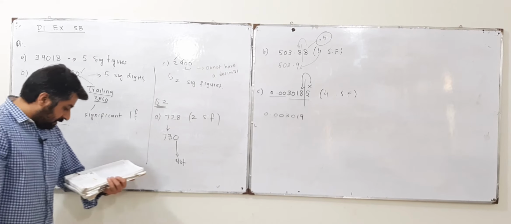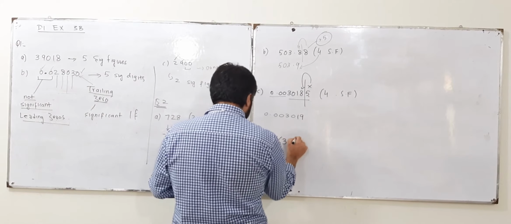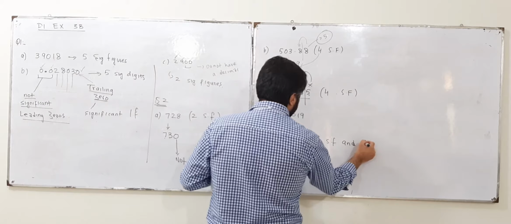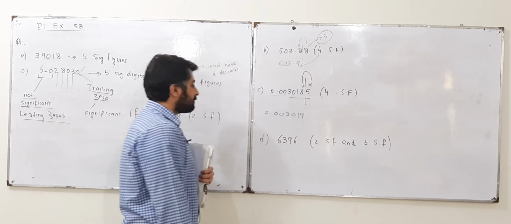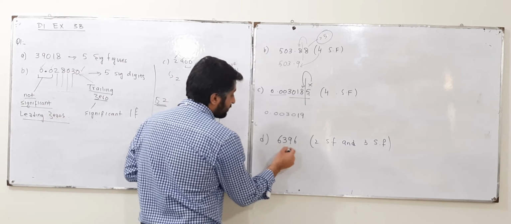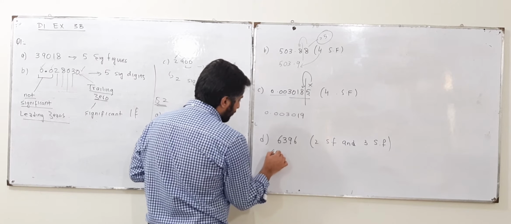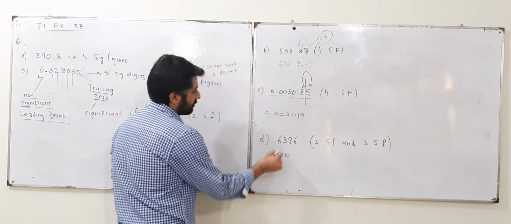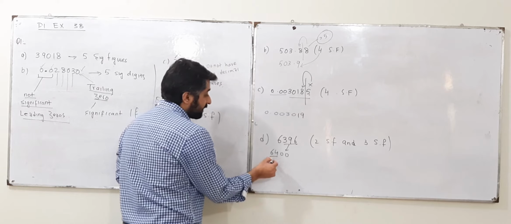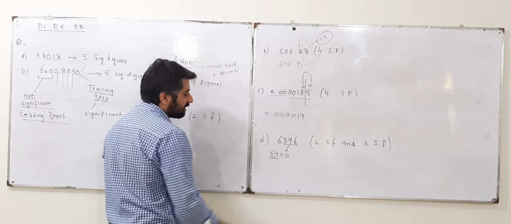The next one is part number D, and that says 6396, rounded off to two significant figures and three significant figures. Okay, you can round it off. 6396 I can round off to 6400. 396 can be rounded off to 400. Now we have how many significant digits? 2, because these zeros are not significant. We don't have a decimal anywhere in the number.